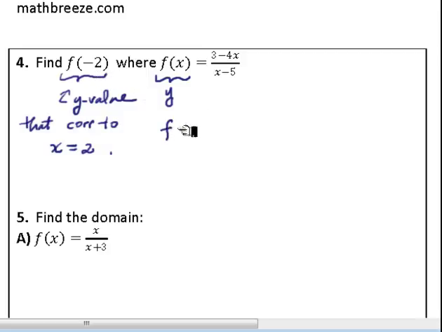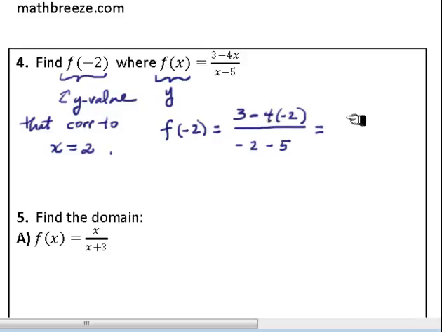Okay, so let's do that. So f of minus 2 is equal to, here on the left side we put in a minus 2, and we put in a minus 2 on the right side as well, wherever we see x. Okay, that's f of minus 2. Let's just figure out what this is.